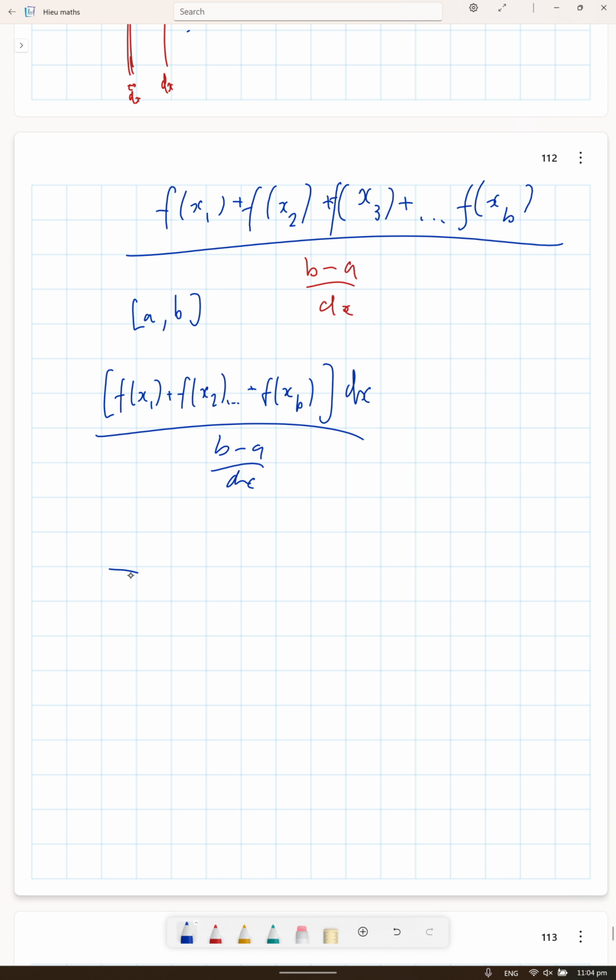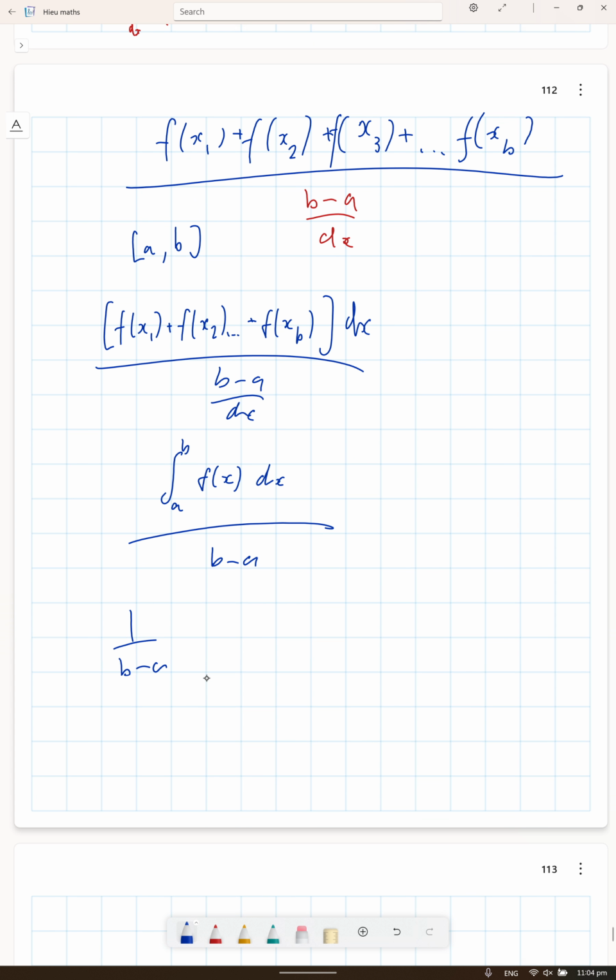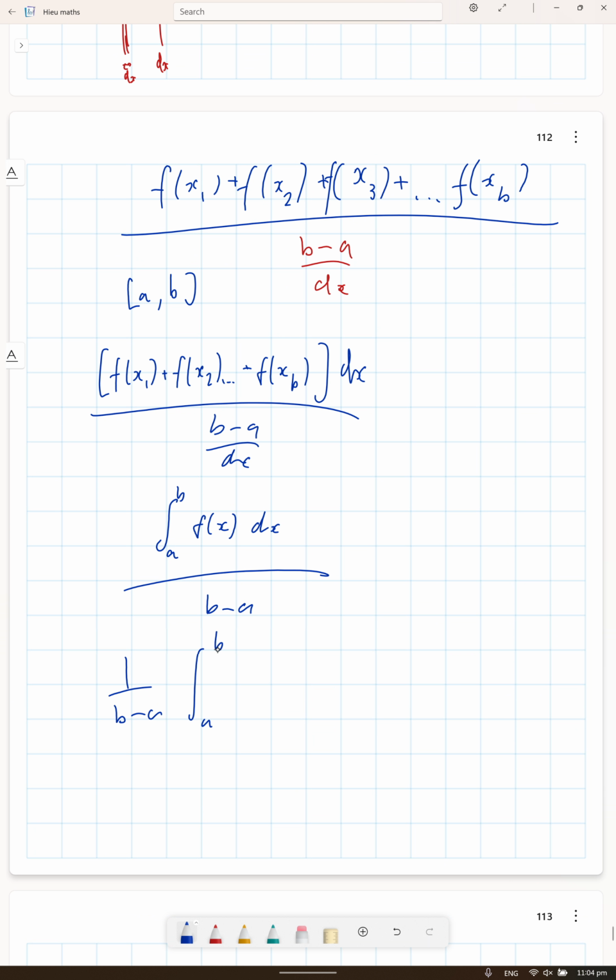Remember from my previous videos that the sum is basically just the integral sign if we had a bound and we are doing infinite slices. So we can say that this is the integral from a to b of f(x), because it goes from a to a plus 1 or a plus 0.01, and so on, with f(x) multiplied by dx. And then all of this is divided by b minus a. Or in other words, we can write it as 1 over b minus a multiplied by the integral from a to b of f(x) dx. There you go.